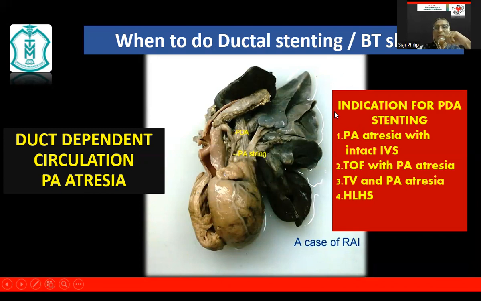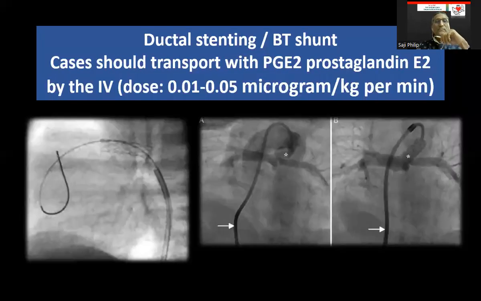So what are the duct dependent lesions? You should understand PA atresia with IVS, TOF with the PA atresia, tricuspid atresia with the PA atresia. Any case with the PA atresia, you should immediately give a note or call the pediatrician or send the case to a higher cardiovascular thoracic center, where they can do ductal stenting. That is an important thing. This is ductal stenting.